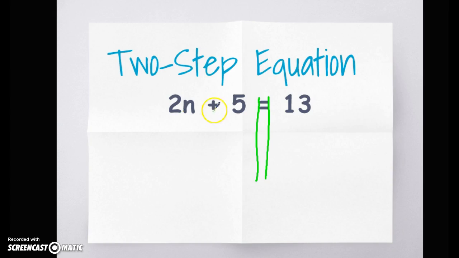You're going to start by doing the inverse of a positive 5. So you're going to do the inverse, which is negative 5. What you do on one side, you have to do to the other. So this positive 5 and this negative 5 cancel each other out. And on this left side of the balance, it's only leaving us with 2n. Then on this right side, we're going to do the math. 13 minus 5 is 8. So at this point, I have 2 n's on my left and 8 on my right.